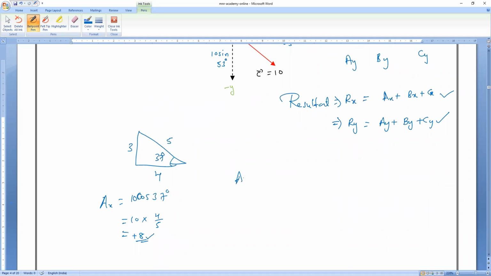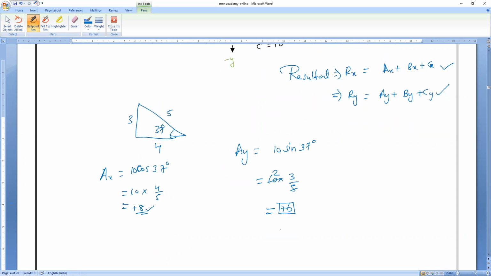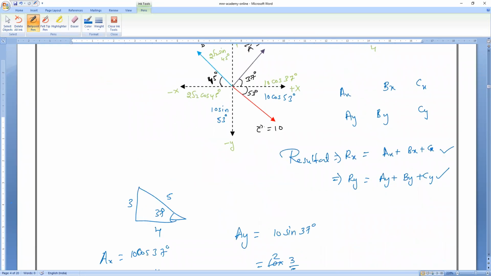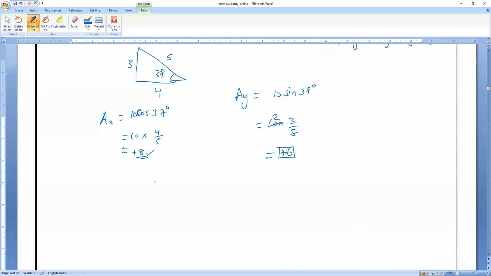Next, Ay is equal to 10 sine 37, which is 10 into 3 by 5, so plus 6. Yes or no? Because it is in the plus y direction. This is plus x direction, and this is plus y direction.